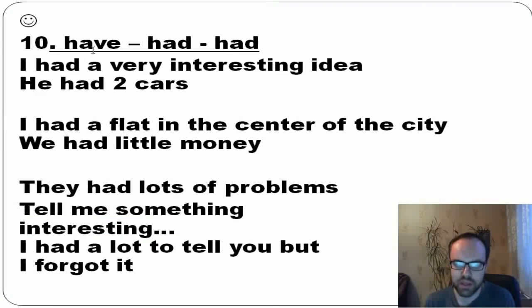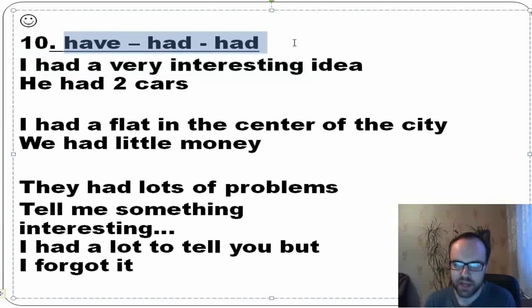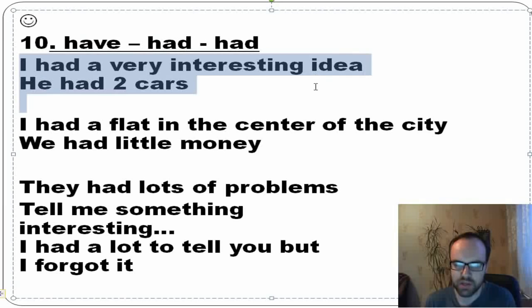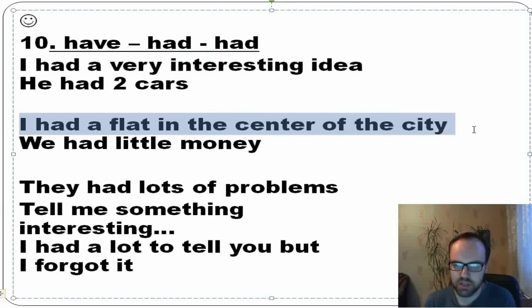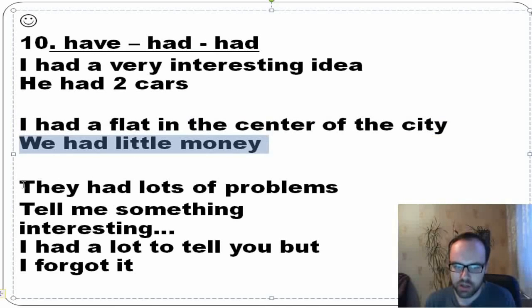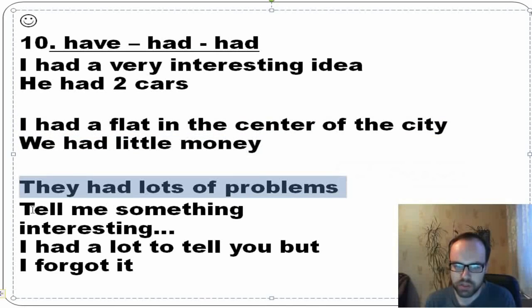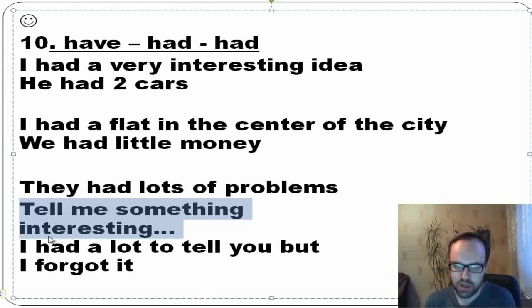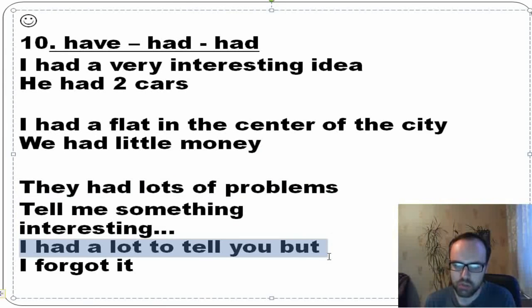Okay, and the last one before we look at a very important thing, the table of irregular verbs, as I would say. So have, had. So I had a very interesting idea. He had 2 cars. I had a flat in the center of the city. We had little money. They had lots of problems. Tell me something interesting. I had a lot to tell you, but I forgot it.